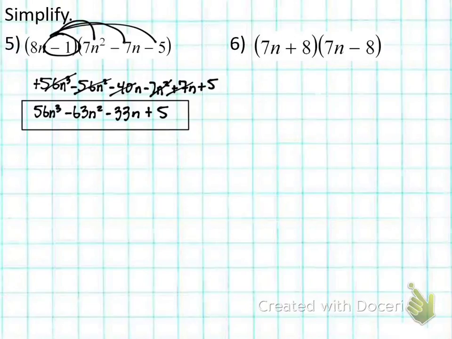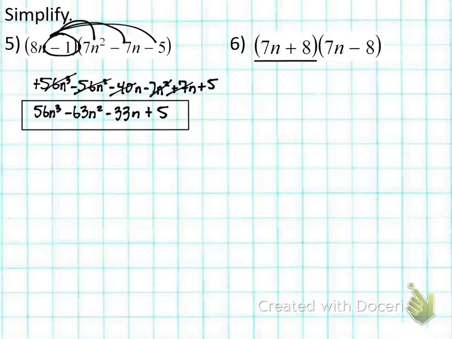What separates an A student from like a C student is really just the detail, how detail-oriented you are. So it doesn't mean you're not smart. It just means you have to slow down, make sure you get every answer right. Okay, number 6, last one, go.